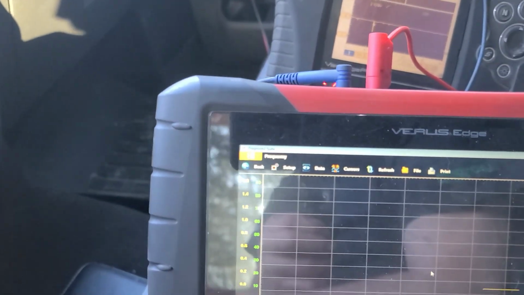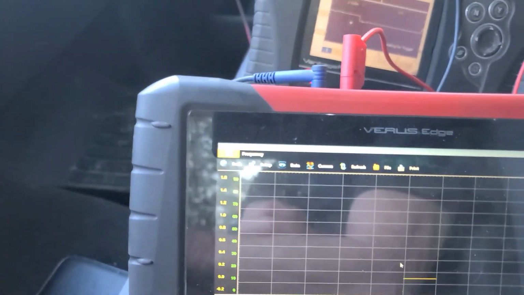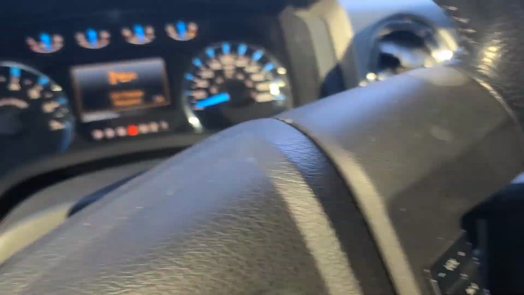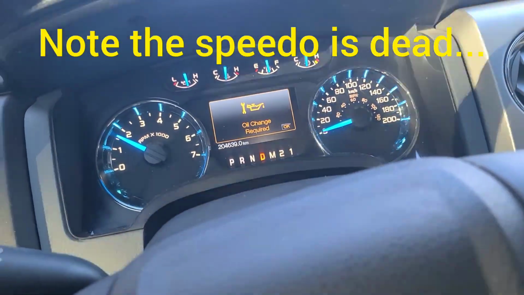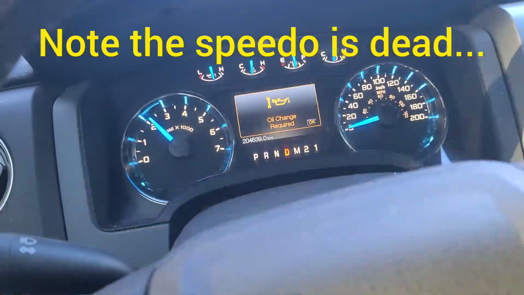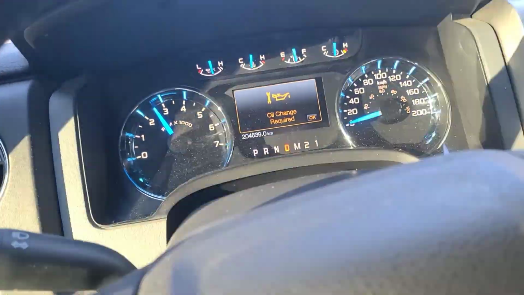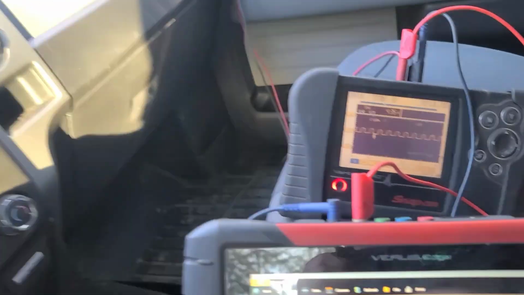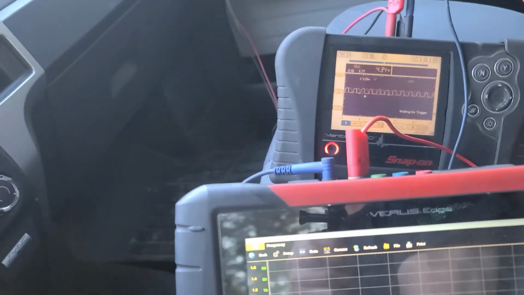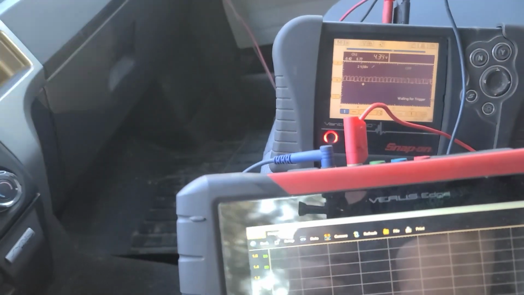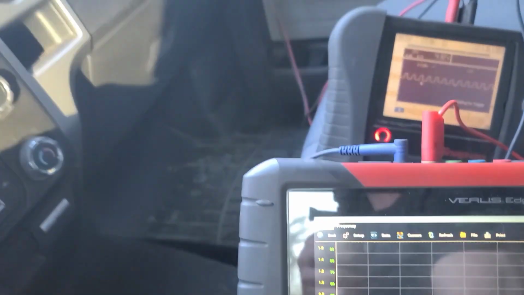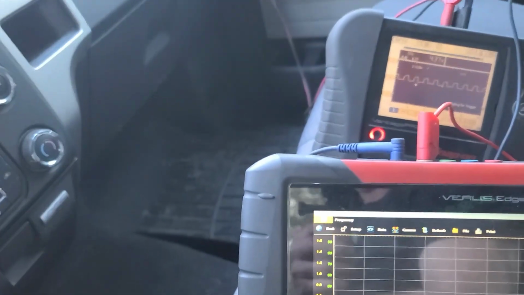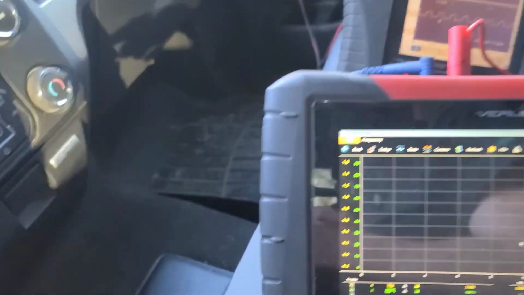Got no frequency out of it. Or I got a frequency out of it, but the amplitude isn't good. It's not counting it. It's funny, the check engine light isn't on yet, but it's not shifting. Stuck in first gear. Okay, that's enough screwing around.